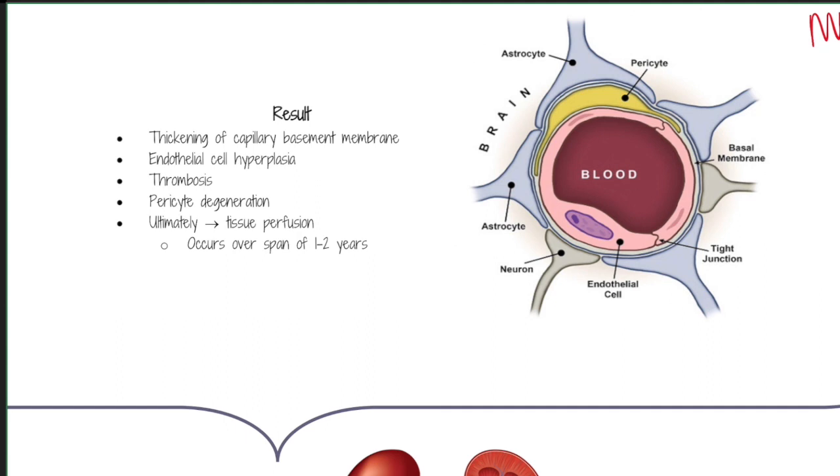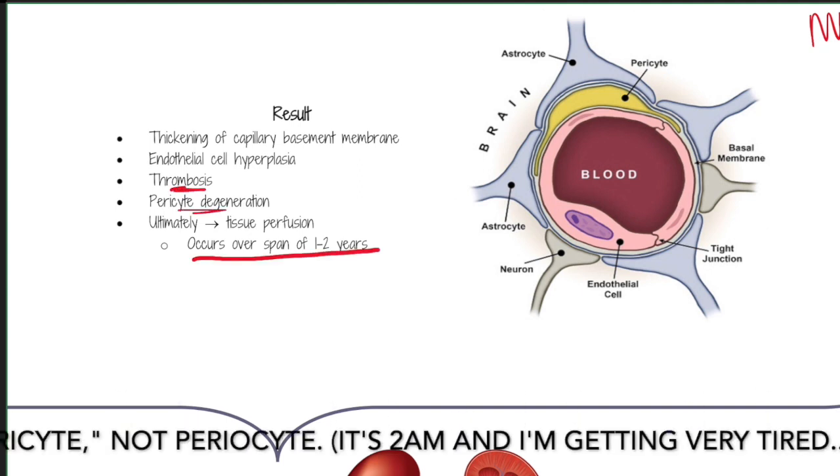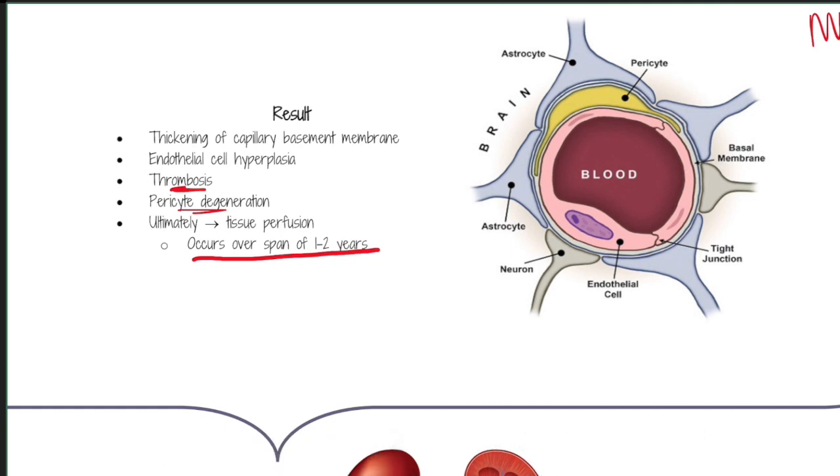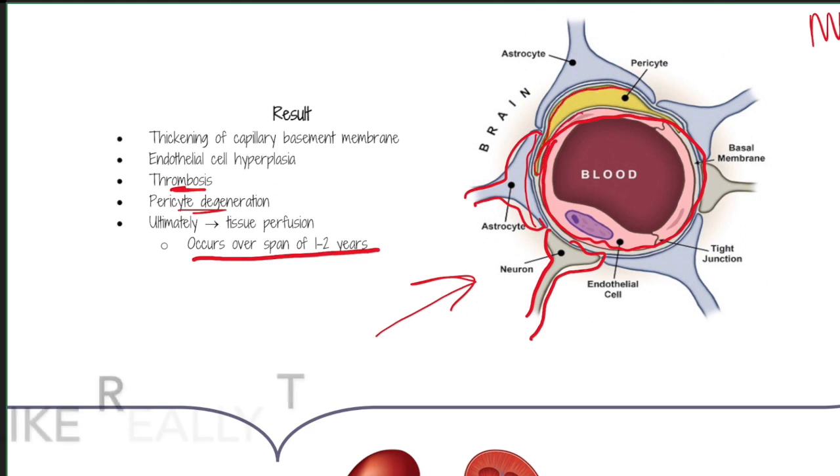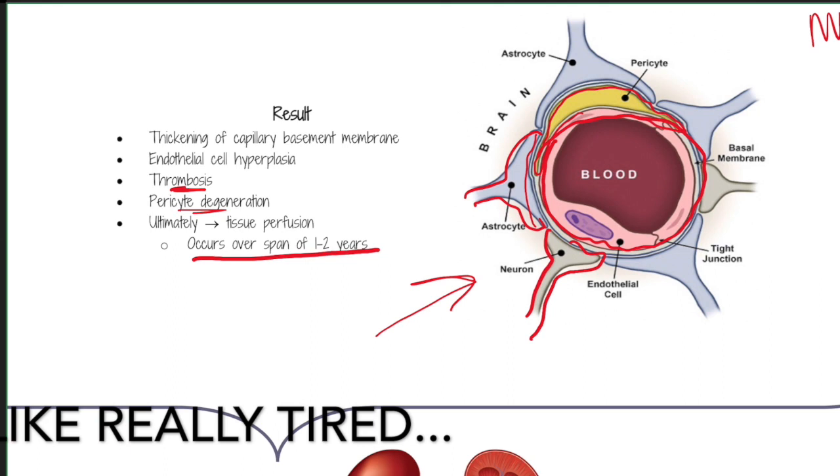Endothelial cell hyperplasia, thrombosis is possible, pericyte degeneration. Pericytes are these cells that are found on and around the walls of blood vessels. You can see if you look at this diagram here. Okay, so this is your blood vessel wall here. And you've got some neurons attached to it, and you've got some astrocytes, kind of wrapped around it, you'll see these pericytes, these weird shaped cells.